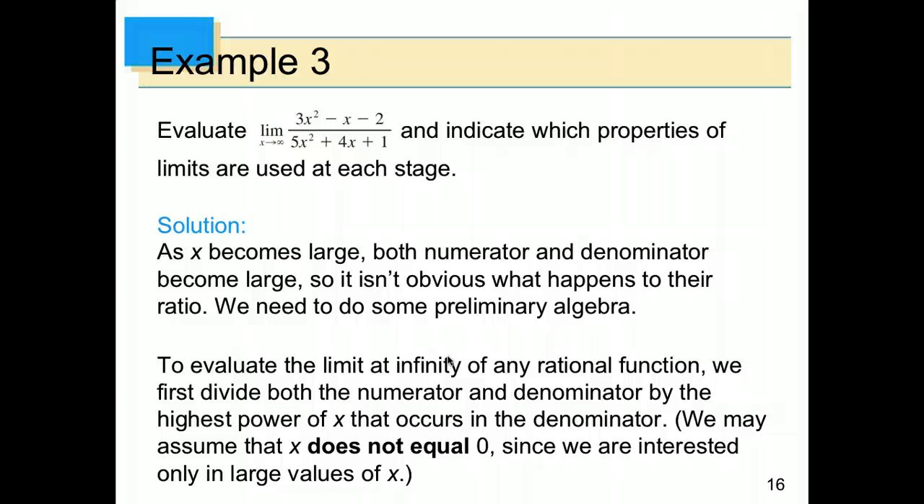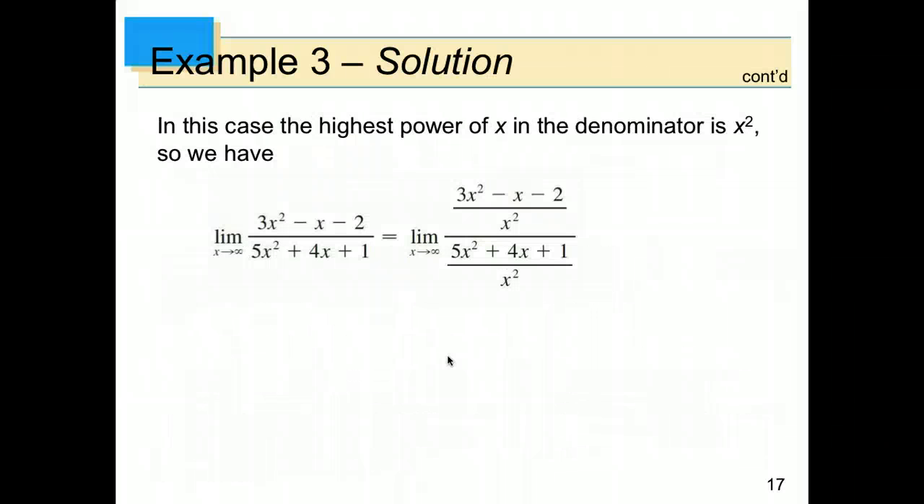In other words, we're looking as x goes to infinity, so we don't have to worry about x being 0 here. So in this case, in the denominator, the highest power of x is an x squared. So we're going to divide everything in the numerator and denominator by x squared. And we're allowed to do that because when we're dividing by x squared over x squared, that's just like dividing by 1. So we get this limit that results when we divide by x squared.